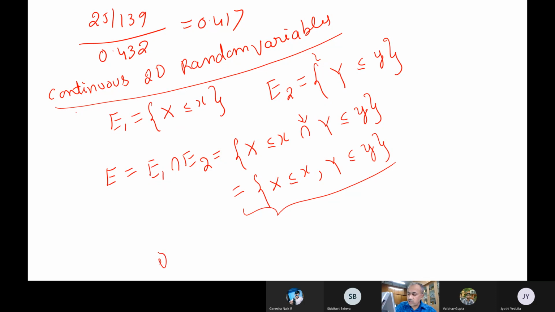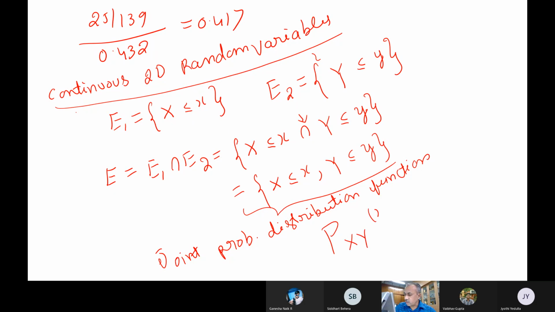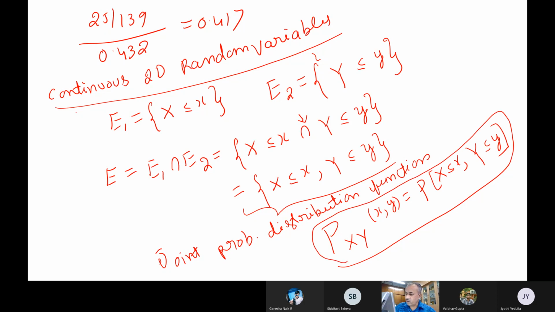Now to characterize this, we write a joint probability distribution function. This is a joint probability distribution function, which is written like this: capital P subscript XY of small x comma y. This we write as P of capital X less than or equal to x, capital Y less than or equal to y. This is how we write our probability distribution functions.